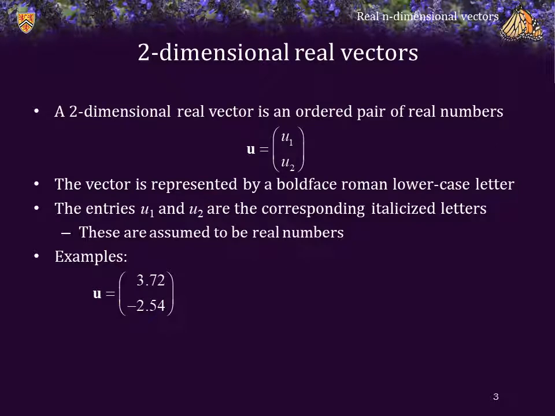So, for example, here u sub 1 is 3.75 and u sub 2 is negative 2.54. Here the vector v has entries v sub 1, which is 8.29, and v sub 2 equaling 1.52. Sometimes we may just write down a numeric vector without giving it a name. So here we have a vector with two entries in it.